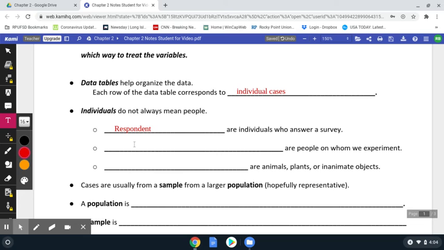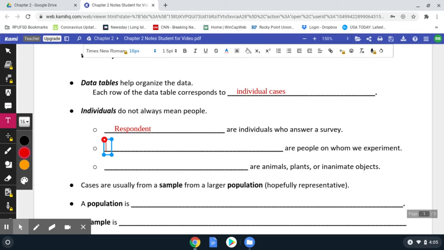Respondent. So now the data that you provide, along with all the other respondents for the survey, will be used by whoever is conducting the survey to draw some conclusions. They're going to organize the data, analyze the data, and then most often make some sort of decision based upon that data. How about people on whom we experiment? Now, don't think that we have anyone against their will. We're talking about willing volunteers for an experiment. So they're often referred to as either subjects or participants.